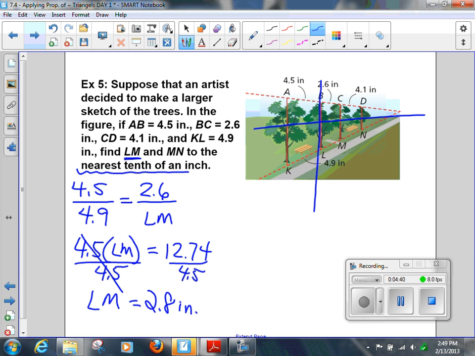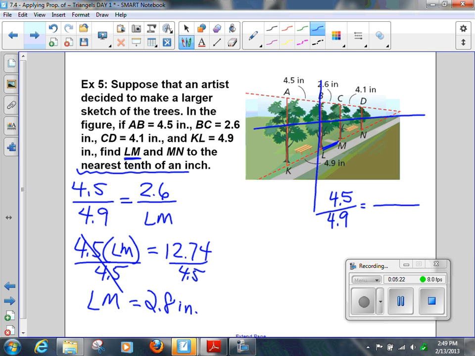Now we got to figure out MN. Now here's a word of caution. Do not use the value you just solved for in your next proportion. Why? What if you get that original calculation wrong, then what's going to happen to your second calculation? It's going to be wrong, okay? I don't want to use 2.8. No way, not to find this next value. I do, however, want to use 4.5 over 4.9 because that was given to me.